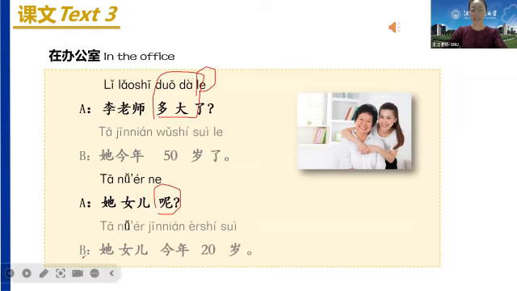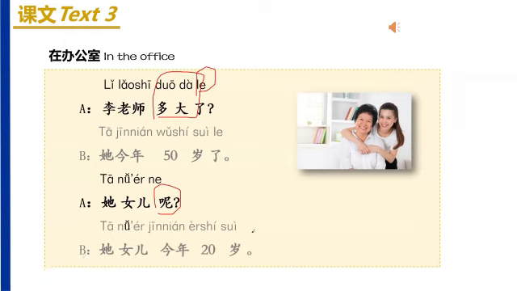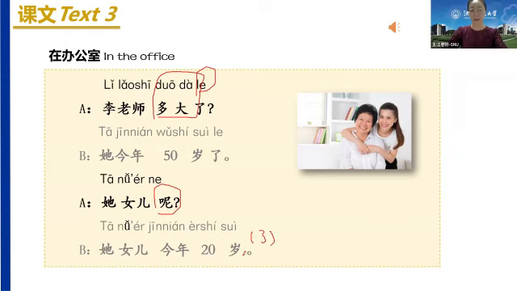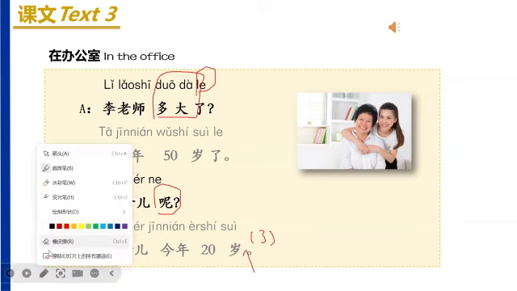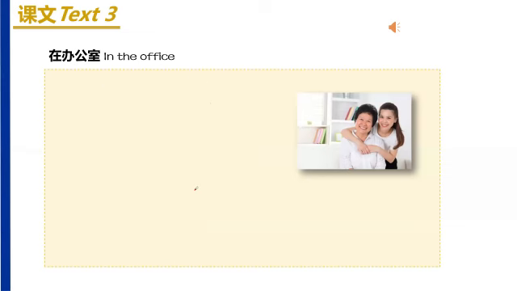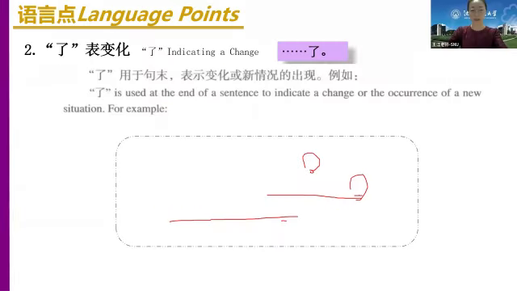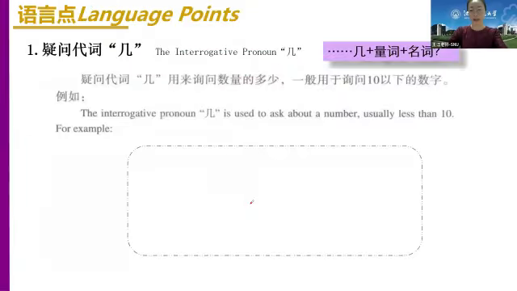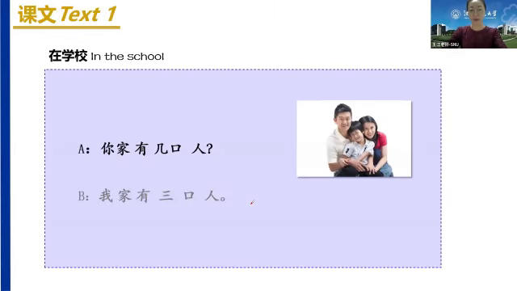And the last sentence, we can use 课文 text three. The 他 can be omitted. 李老师多大了？他今年50岁了。Both sentences are correct. Okay, so Savara Javid, you are A, and Abda Kahadim, you are B. Please make the dialogue from text 1 to text 3.